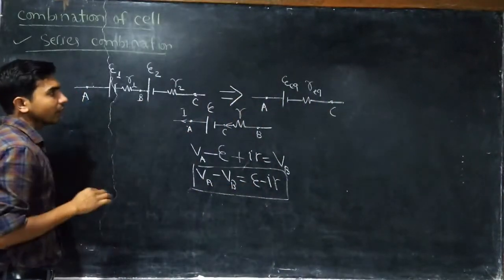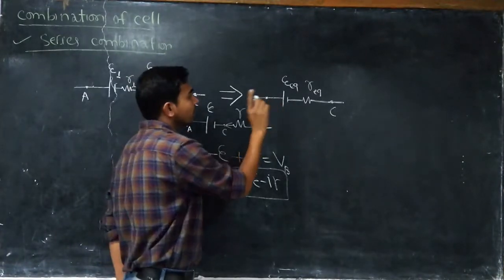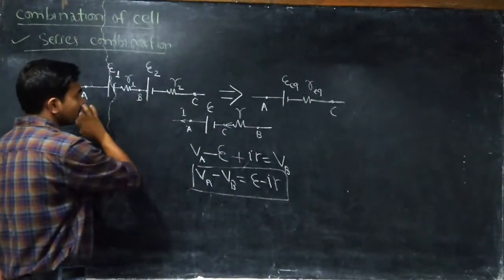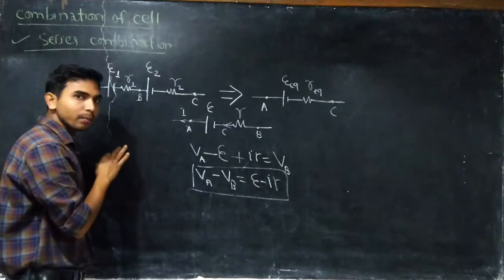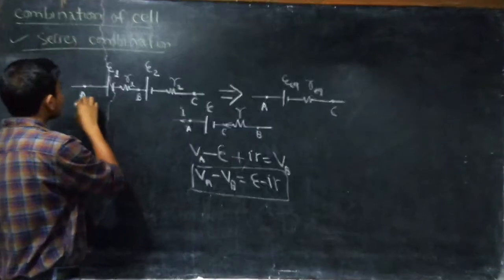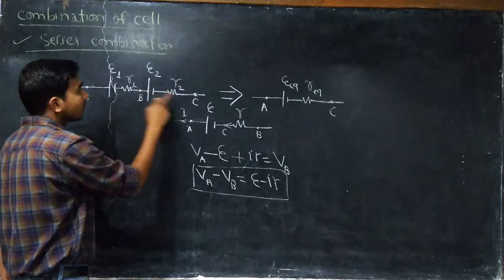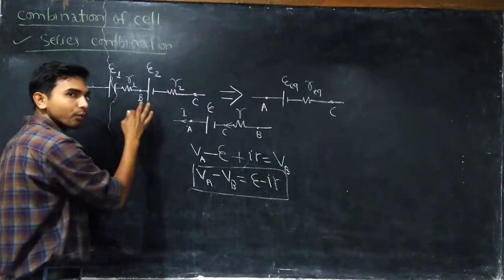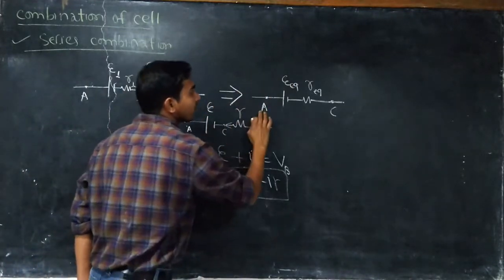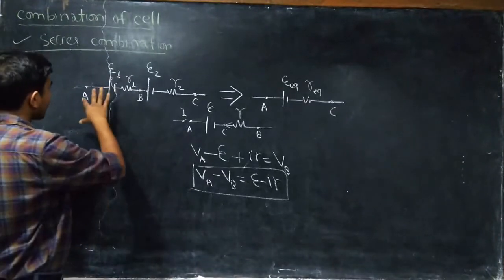Now you can see, if this one is the equivalent cell, what is the condition for equivalent? Equivalent means it creates the same effect. What effect is this one creating? Just creating a potential difference. Now this cell is connected across A and C, so we have to find the potential drop across AC, and that value should be equal to the potential drop across this AC. So now we are going to find the potential drop across AC.